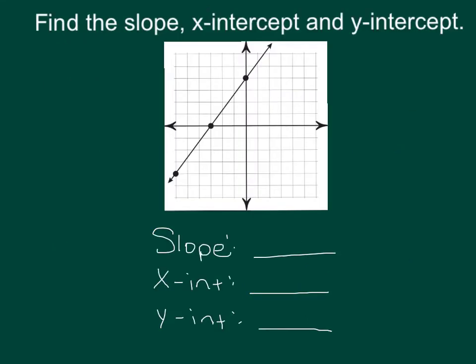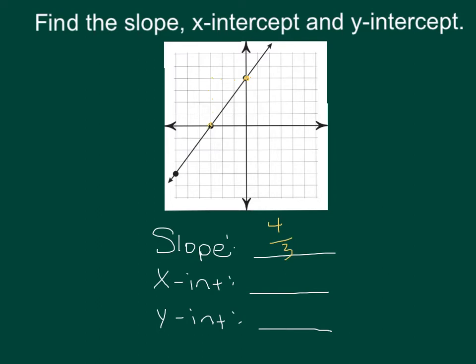Alright, find the slope, the x-intercept, and the y-intercept of this graph. Now remember, slope we need 2 points for. This graph is nice because it already gave us our points. You have a point right there. You have a point right here. Okay, so the slope, we go up 1, 2, 3, 4. So up 4 over 1, 2, 3 over 3. So 4 over 3 is our slope.